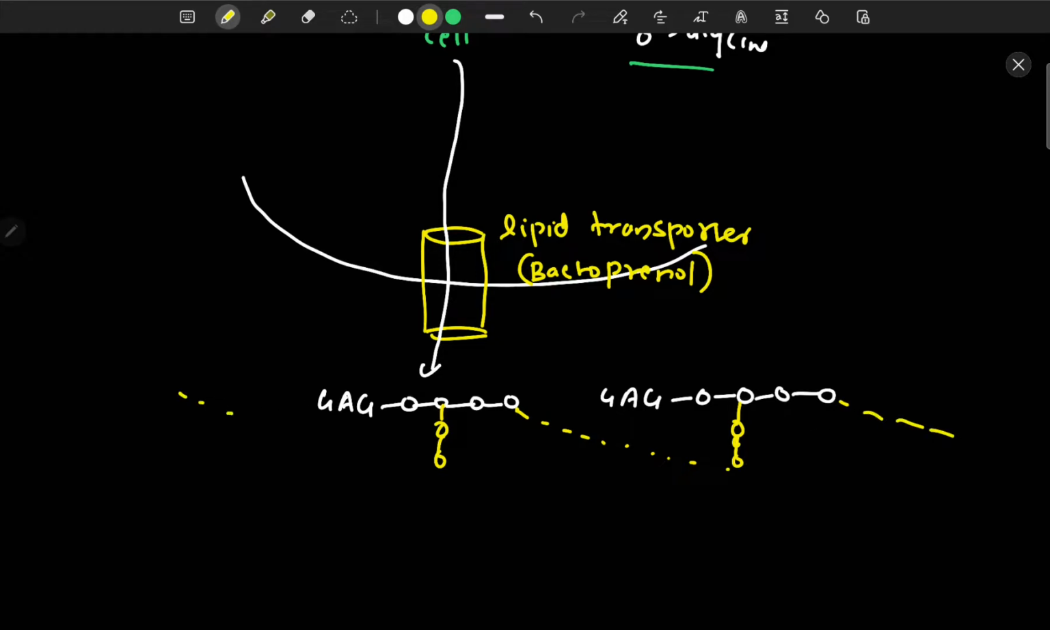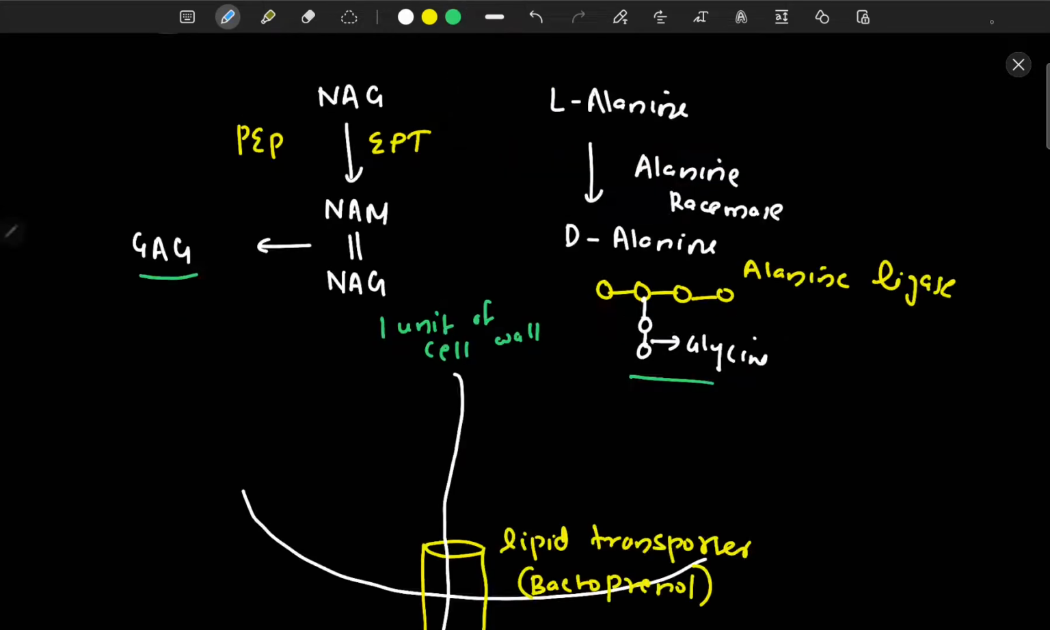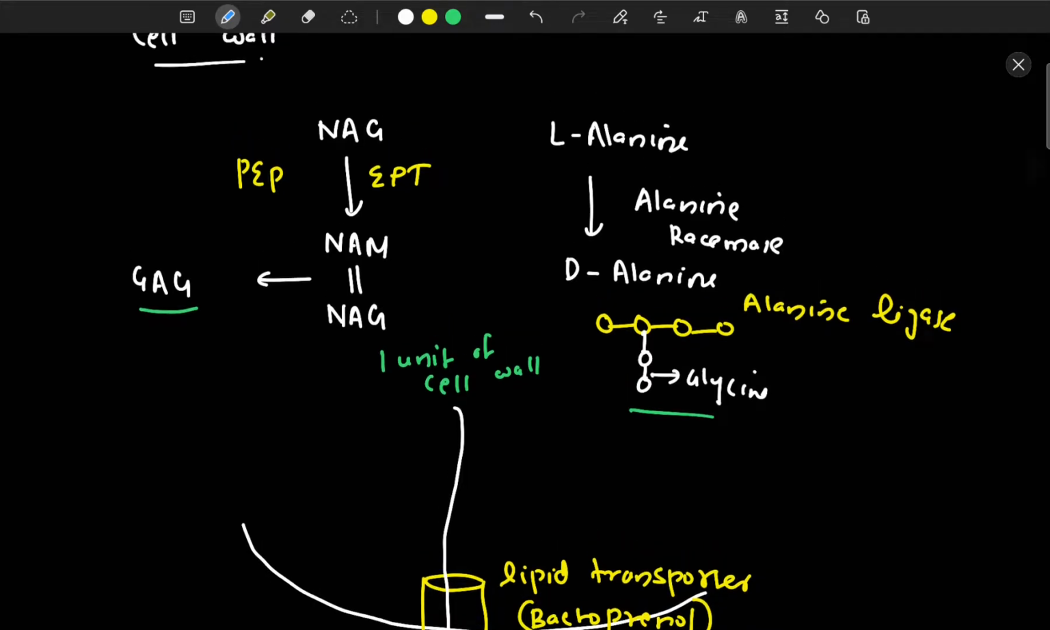Similarly, the other units get joined, get cross-linked with the help of an enzyme, that is transmembrane peptidase. So with the help of this enzyme, the cell wall is synthesized. So this is how the cell wall is synthesized. Now it will be easier to know how the various drugs act.